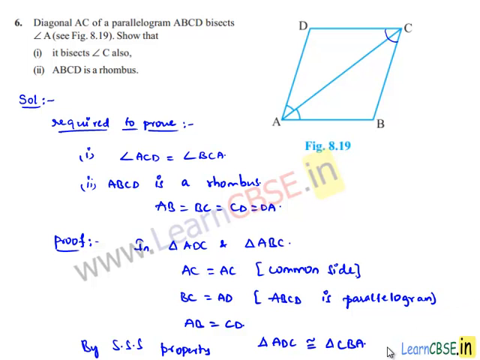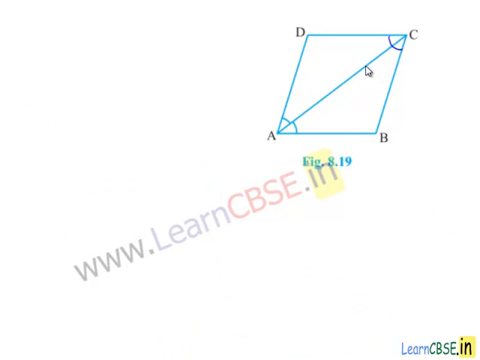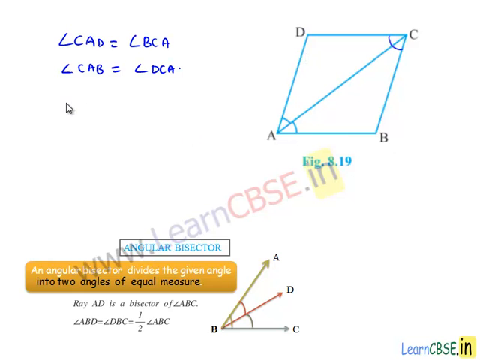So here, by applying the concept that when two triangles are congruent, then their corresponding angles will be equal, we can equate angle DAC is equal to angle BCA. Let us name this as equation number 2. Now, as triangle ACD is congruent to triangle BCA, the corresponding angles are equal. So here angle CAD is equal to angle BCA, and also angle CAB is equal to angle DCA. Now we know that as AC bisects angle DAB, angle CAD is equal to angle CAB.